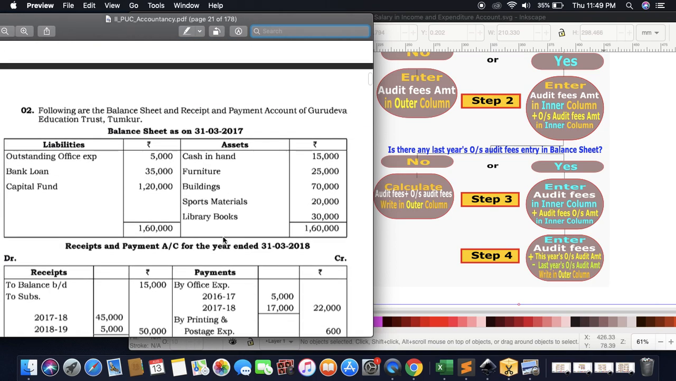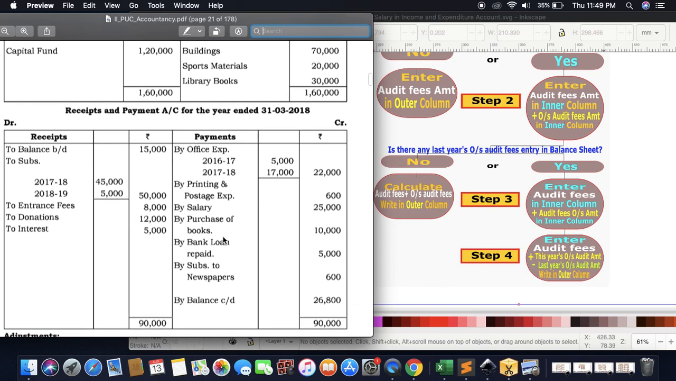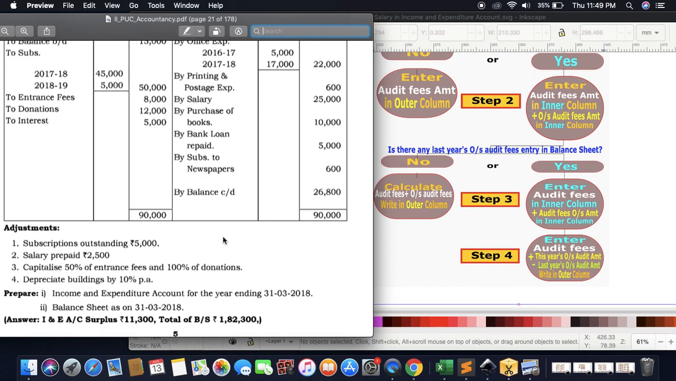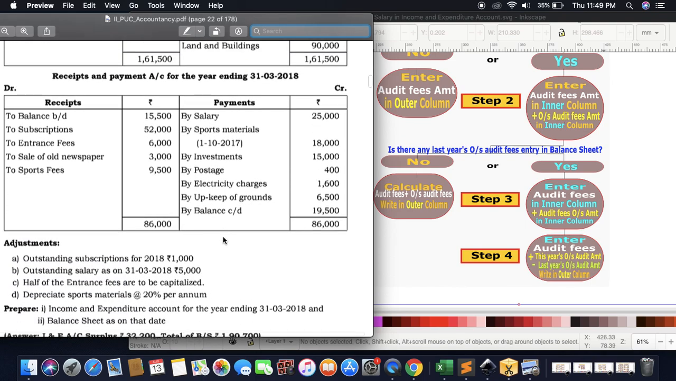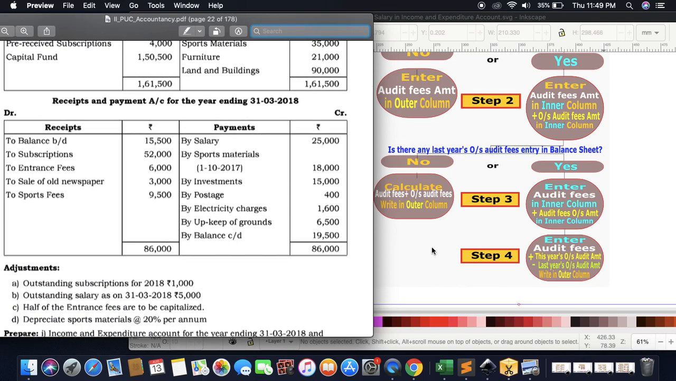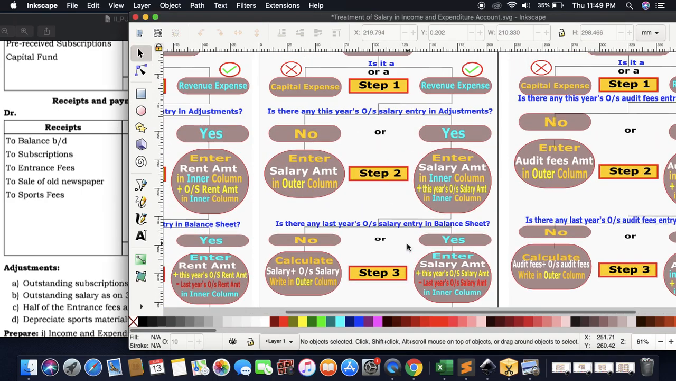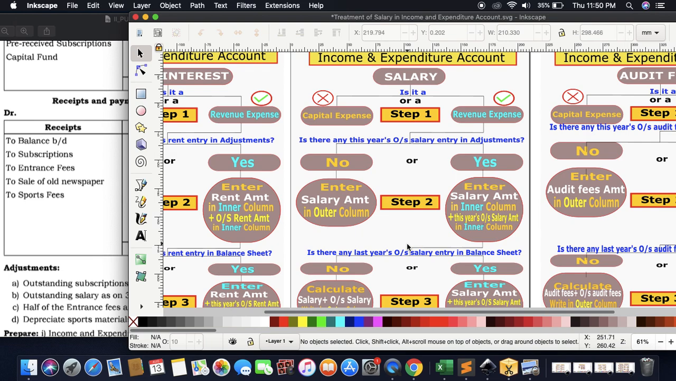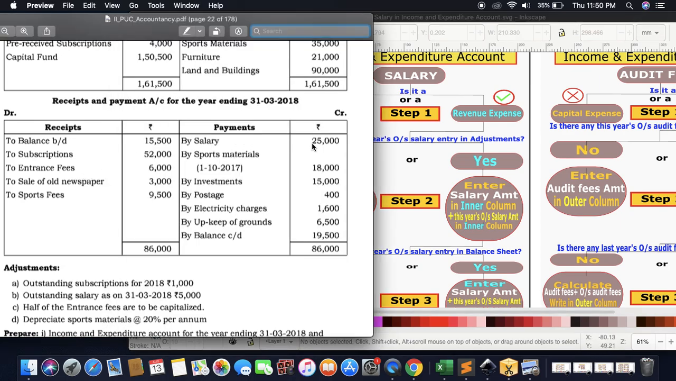Okay, let's see one more example. Okay, now let's take the example of salary. It's the same thing. For salary, you will ask the question whether it is a capital expense or a revenue expense. It is a revenue expense, which is mentioned over here, 25,000.